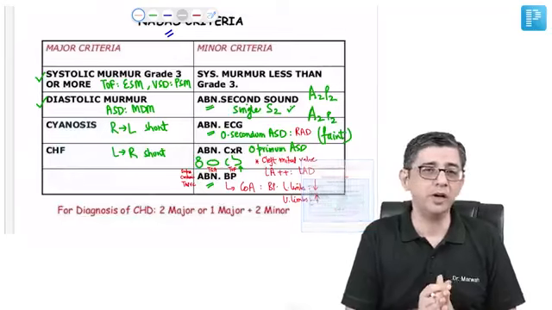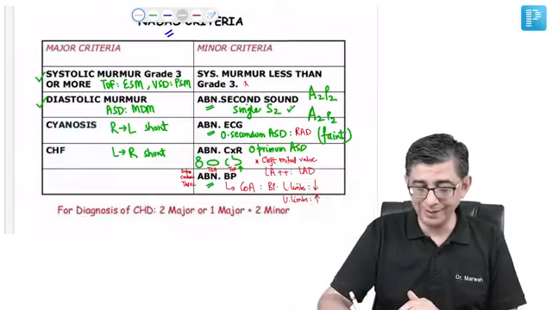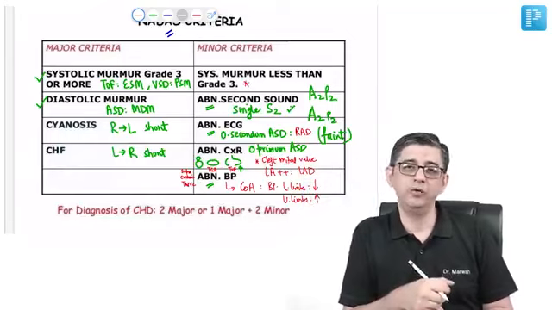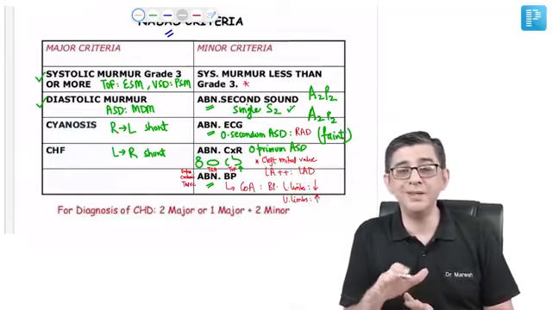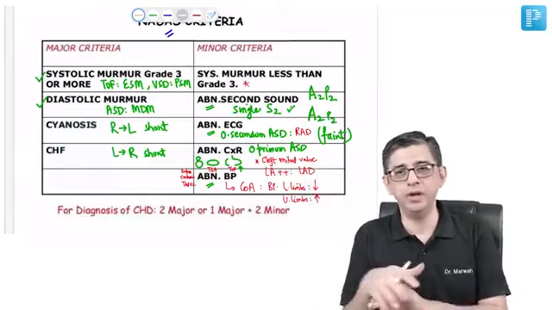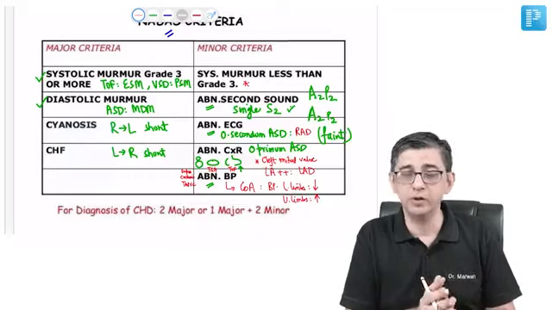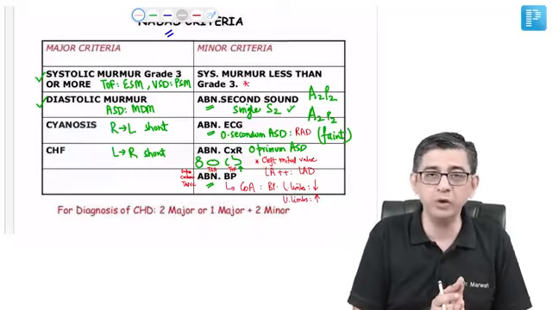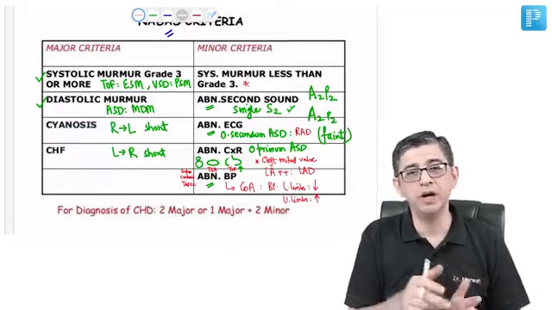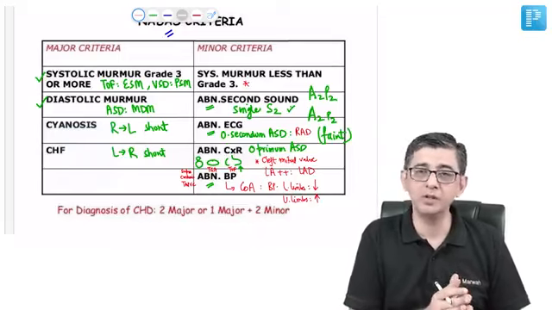And then one of the minor criteria would be that a murmur could be present, but the intensity would be lesser, so that it would be difficult to appreciate unless it's a very quiet room and the child is not crying. For the interpretation part, you need to have either two major criteria, which could be like heart failure and the presence of a pansystolic murmur.